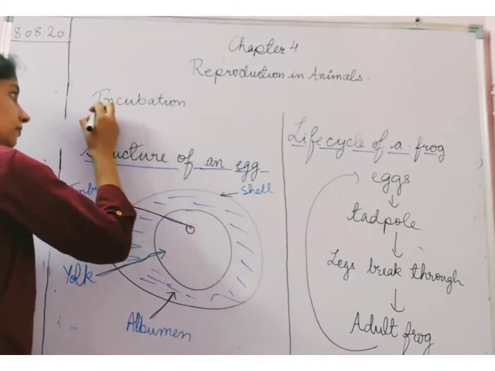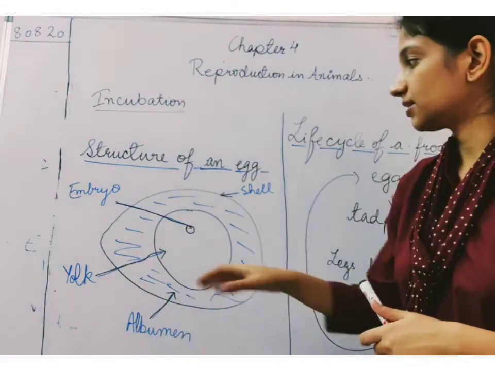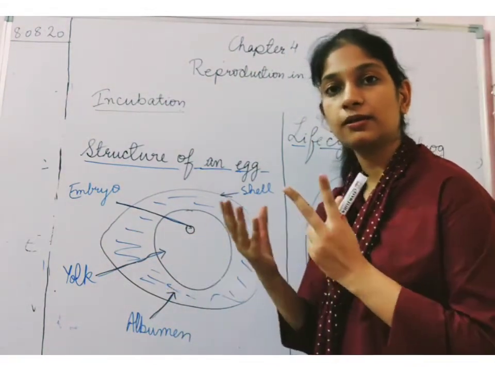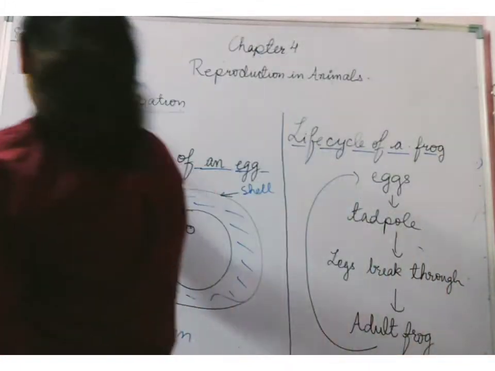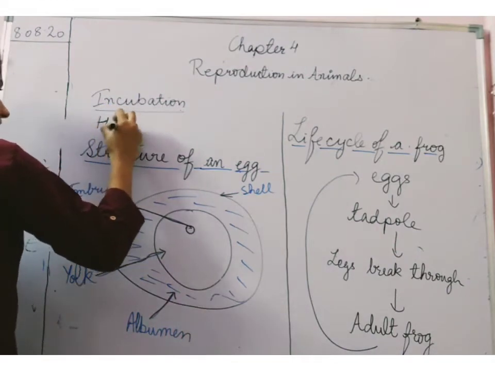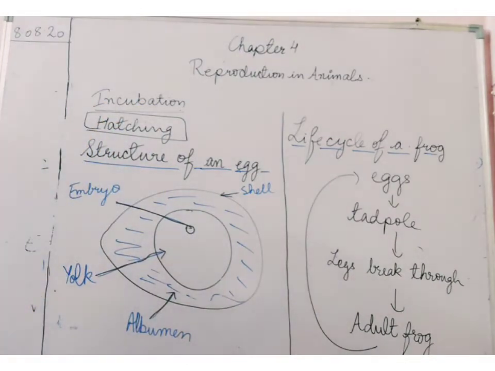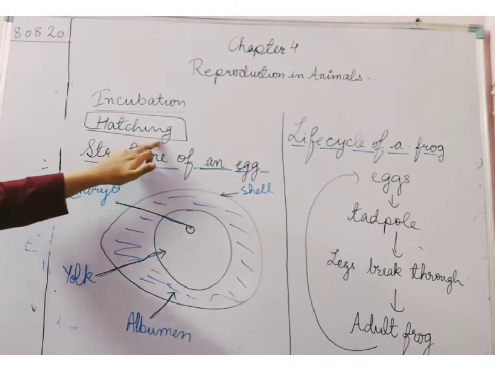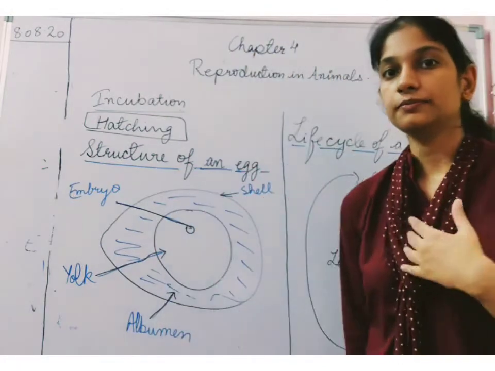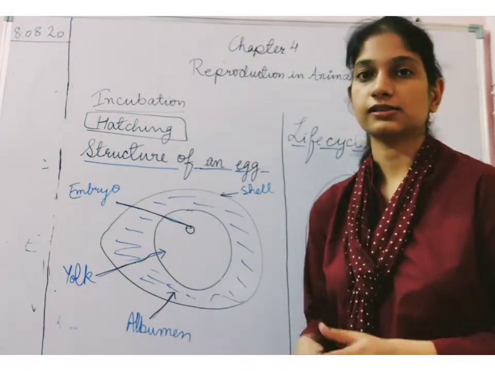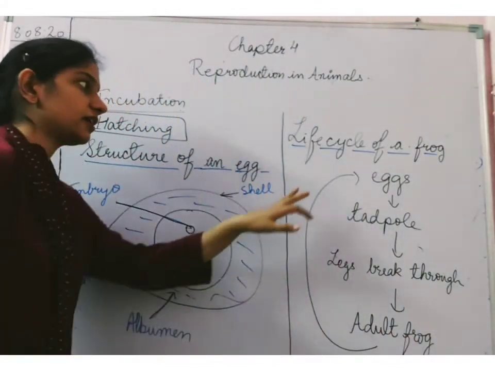After some time, this embryo develops into a baby chick, the egg breaks and the chick comes out. That is called hatching. When the egg breaks and the developed baby comes out of the egg, that is called hatching. This is about the structure of an egg and how the birds lay eggs and how they develop into young ones. Next, we are going to talk about the life cycle of a frog.